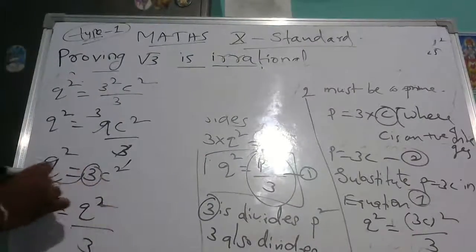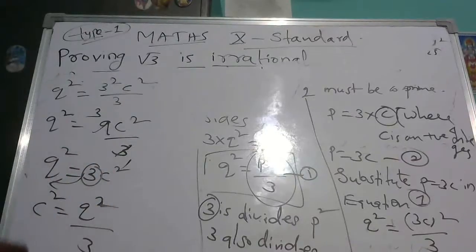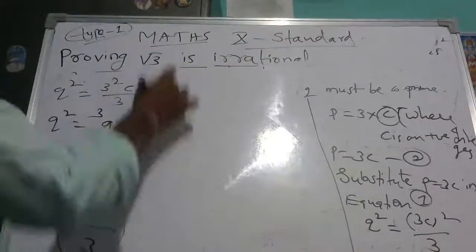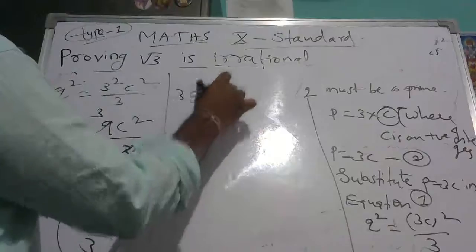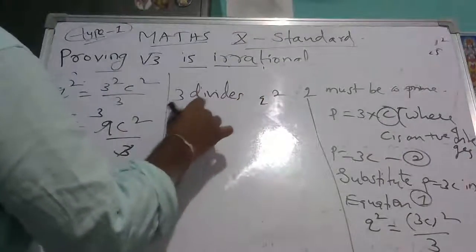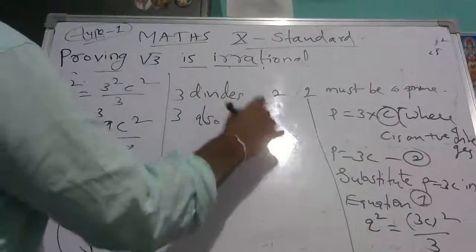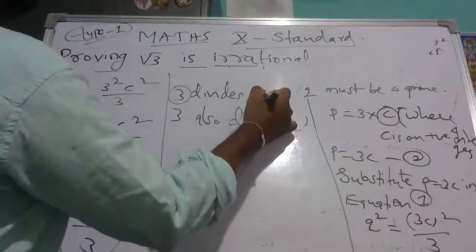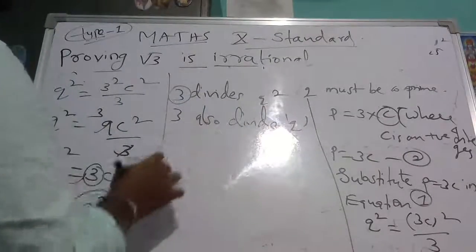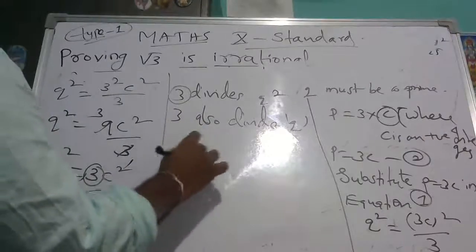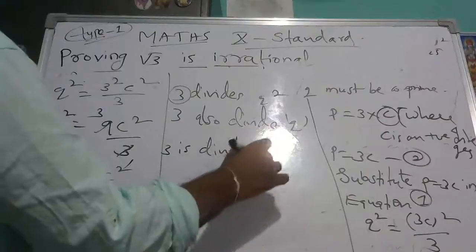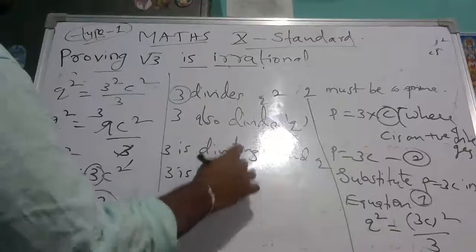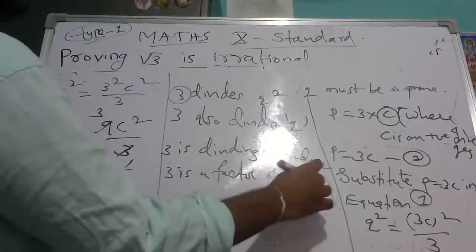So I am sending 3 to this side. It is in multiplication mode, so it becomes q squared by 3. Here this statement is saying that 3 divides q squared. 3 also divides q. Why? Because if 3 divides a number squared, then 3 also divides that number. So here 3 is dividing p and q. That means 3 is a common factor of p and q.